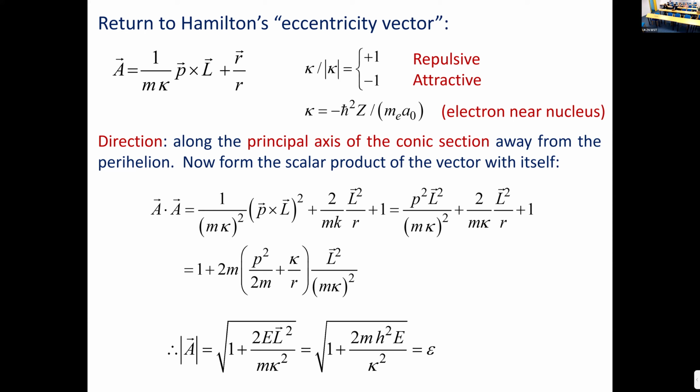Now, if we form the scalar product here, and then collect the terms, what we find is precisely the value of the eccentricity which we derived a few slides ago. So really the magnitude is the eccentricity.